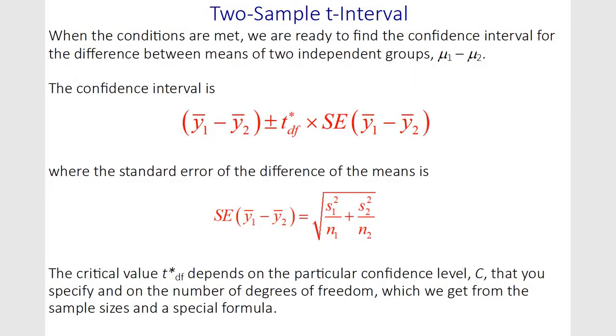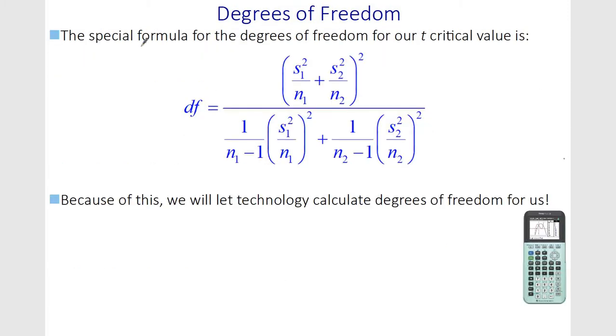Now, when the conditions are met, we're ready to find the confidence interval for the difference between the two means. Here is our confidence interval, and here is our standard error. The critical value, the t star, depends on the particular confidence level that you specify and the number of degrees of freedom, which we get from the sample sizes and a special formula. This special formula is this one. Pretty gross, right? You could plug it in and work it out, or we could just use technology. Technology can tell us what the degrees of freedom is.